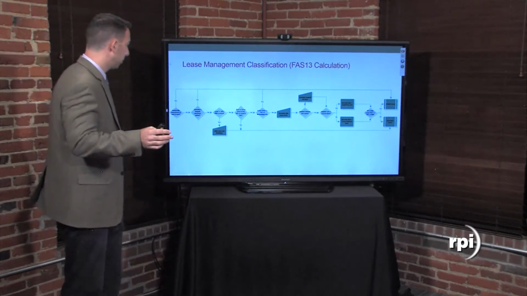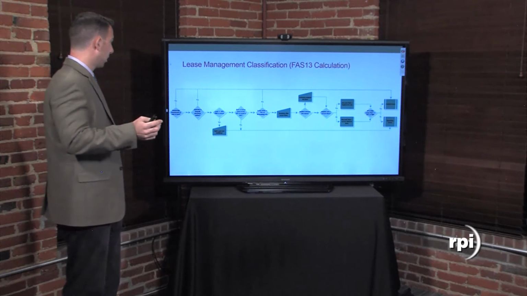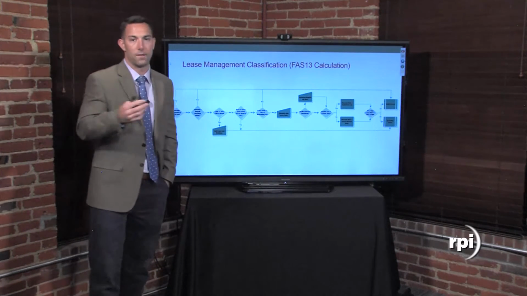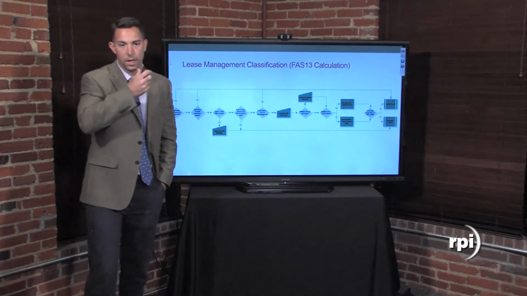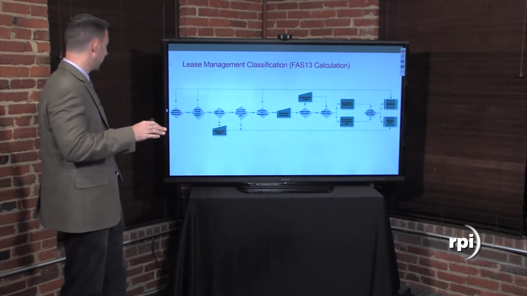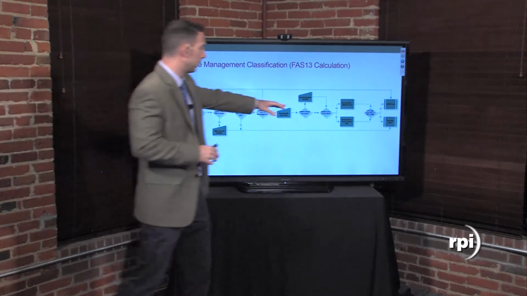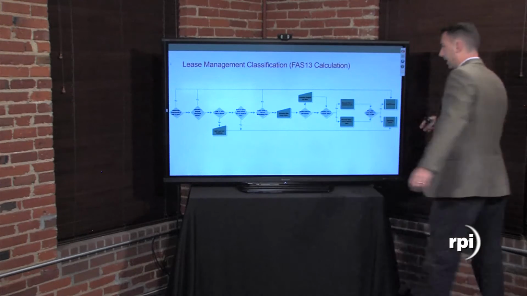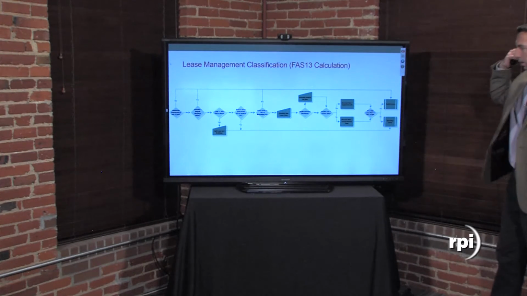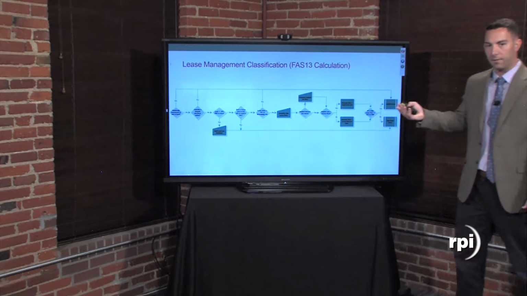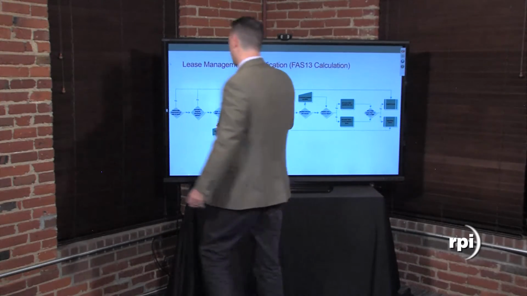All right, I don't want to get too deep into this, but this is kind of a breakout of how FAS 13 is being calculated. And we'll just go briefly into this. You see at the very end here, we have a breakout between a capital lease and an operating lease, and different factors are driving how that lease gets classified.